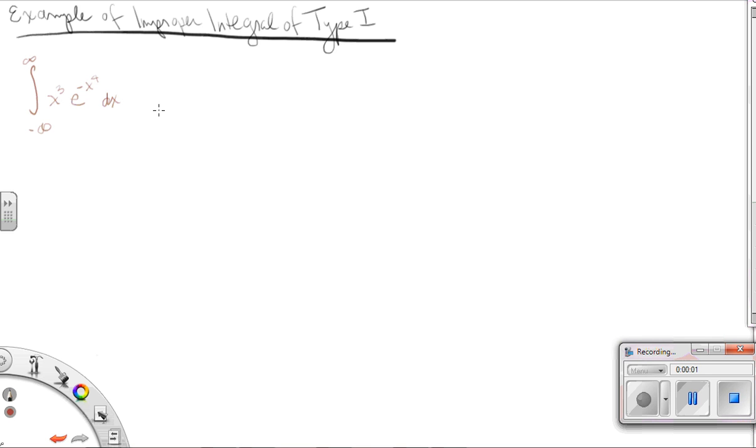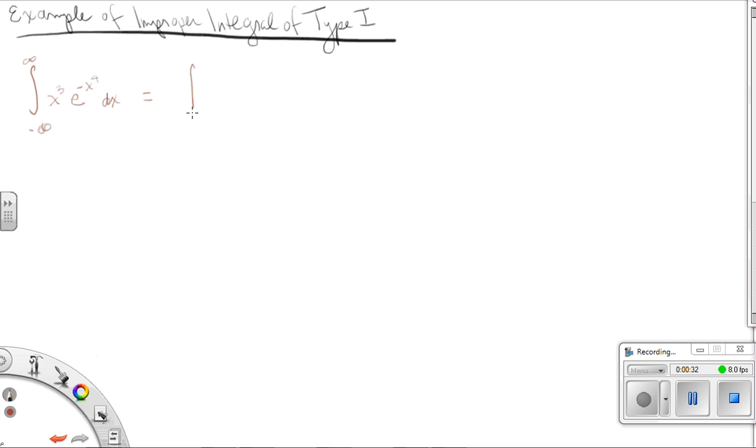Okay, so let's do an example of an improper integral of type 1. This is an integral from negative infinity to infinity of x cubed times e to the minus x to the fourth dx. If you recall from the video on the introduction, what we want to do is separate. First off, let's just notice that the integrand x cubed e to the minus x to the fourth is in fact continuous on the entire real line. So we can actually split this up any way.